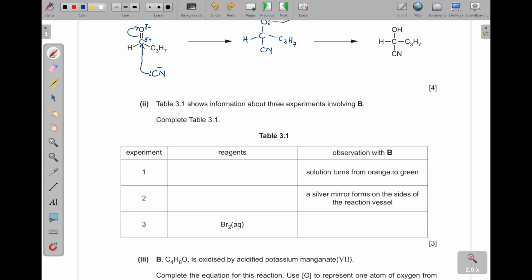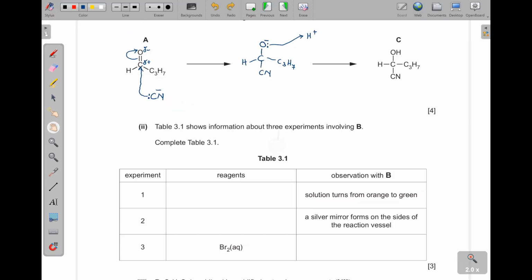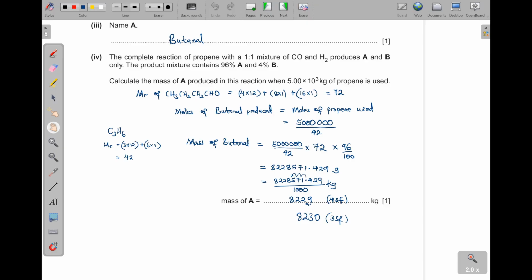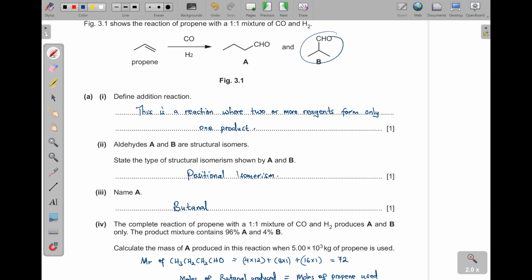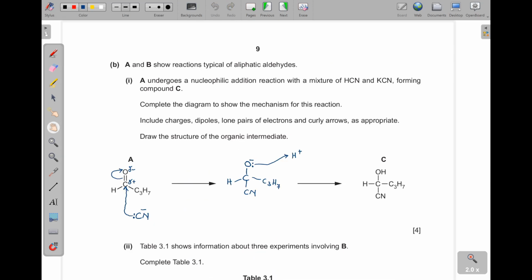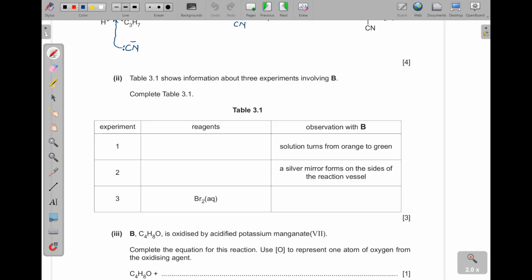Then Roman 2, table 3.1 shows information about 3 experiments involving B. By the way, for B, what do we have? Yes, this one here. It's an aldehyde. They're just isomers. Now, the reagents are here. Solution turns from orange to green. That has to be acidified potassium dichromate, orange to green. So we shall put here acidified potassium dichromate solution. You can actually just represent it like that.